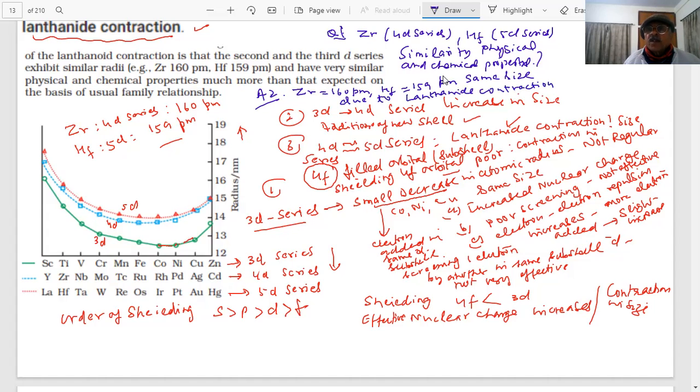Now, if they ask what is lanthanide contraction, you have to explain it. Because of the completely filled 4f orbital, the screening by the 4f orbital is poorer, student. Therefore, the effective nuclear charge is more, and the outer electrons are attracted more by the nucleus. Therefore, there is a contraction in size as we move from 4d to 5d series. That is called lanthanide contraction.